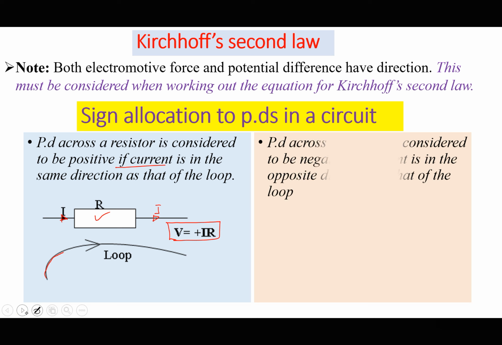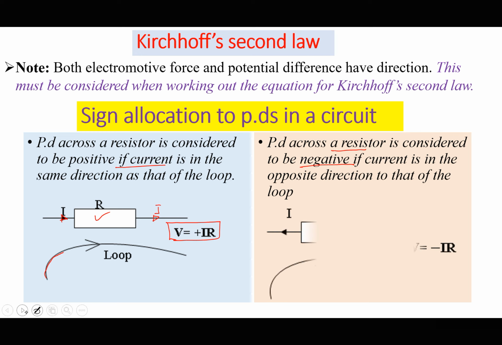On the other hand, the PD across a resistor or any other component is going to be considered to be negative if the current flows in the opposite direction to the loop chosen. A simple illustration: if we have a current flowing from right to left, but the loop is in the opposite direction to the current, so the movement around the circuit is in the opposite direction to the current, then the PD is going to be considered to be negative.